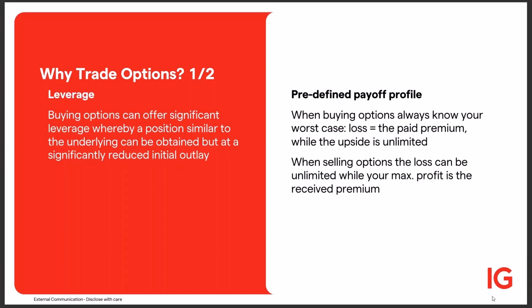While on the other side, when you are selling an option, the loss can be unlimited, so it's the opposite profile, while your maximum profit is the received premium. You always know what your received premium is because that's the premium you select according to your strike via the option chain. We will be looking at that later on.